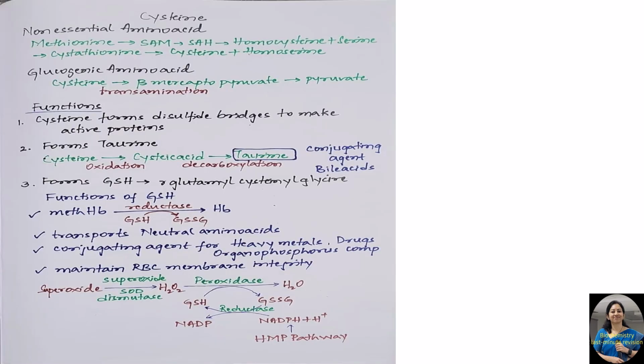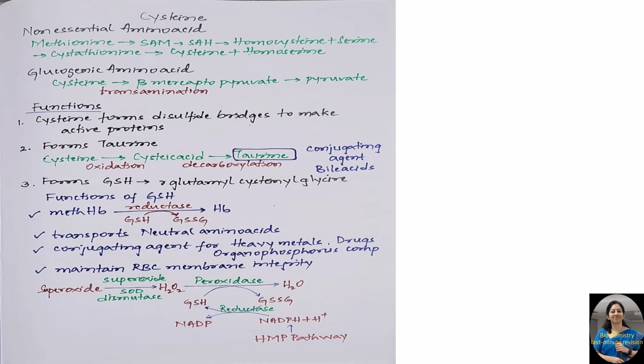Next, coming to metabolism of cysteine. Cysteine is a non-essential amino acid which is synthesized from methionine. It is glucogenic because cysteine undergoes transformation to form beta-mercaptopyruvate, which gets converted to pyruvate, and pyruvate by gluconeogenesis gets converted to glucose. Coming to functions of cysteine, cysteine forms disulfide bridges to make the protein active.